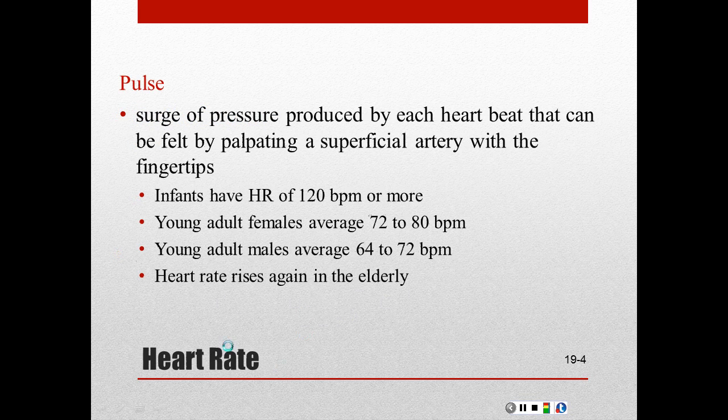Now, heart rate is most easily measured by taking a person's pulse at a point where an artery runs close to the surface. Heart rate can be obtained by counting the number of pulses in 15 seconds and multiplying it by 4 to get beats per minute. In newborns, the resting heart rate is commonly 120 beats per minute or greater, and this declines to an average of 72 to 80 beats per minute in young adult females and 60 to 74 beats per minute in young adult males, and it rises again as you get older.